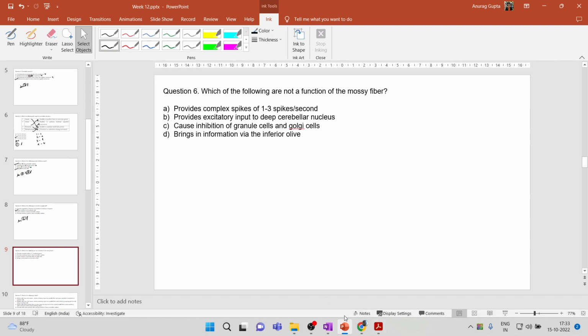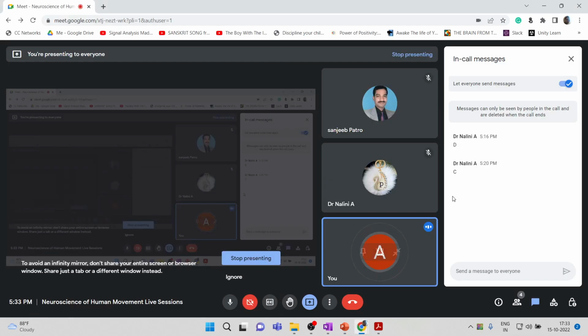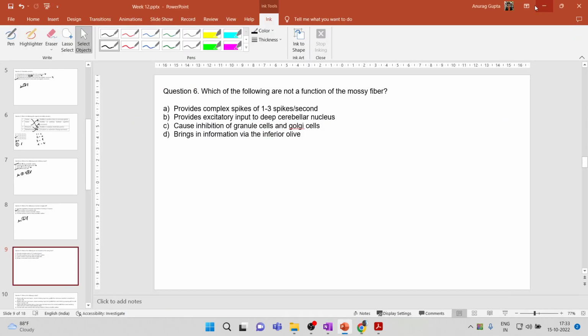Okay, let's discuss. Let's see if there's a response. Okay, no response. Okay, let me just discuss this. Which of the following are not a function of the mossy fiber?